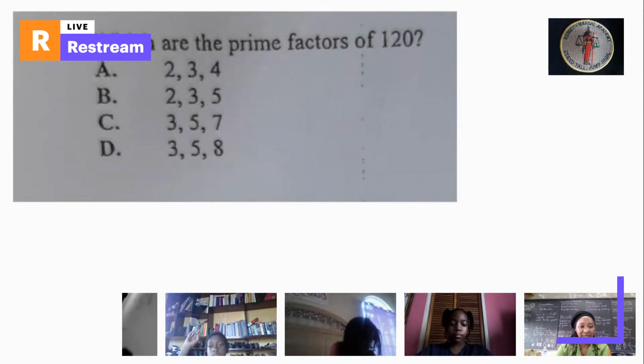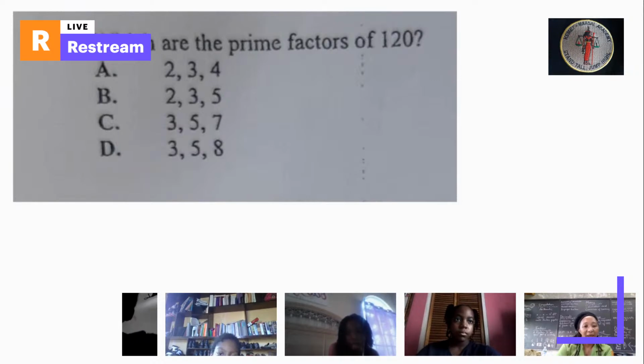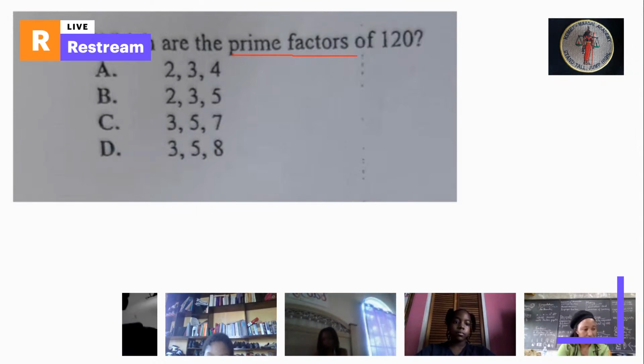0.01. John, number 6. Okay, Miss. What are the prime factors of 120? Miss, I'd say the prime factors are B, 2, 3, and 5, Miss. What do we mean by prime factors? Miss, the prime factors are the prime numbers that can be multiplied to give the original number, Miss.